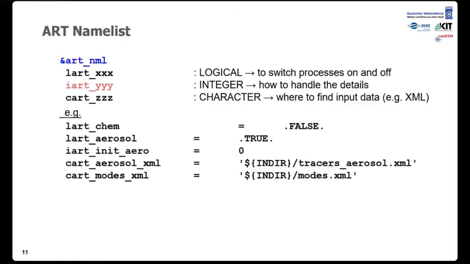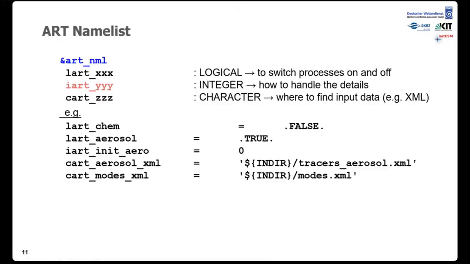And there we have generally three types of switches or options. One is the logical L art, which is basically for on and off of the processes. Let's see that, for instance, the example in this one, we turn on chemistry, we turn off chemistry and turn on aerosols. Sorry, Stefan. So we just do aerosols in this one.